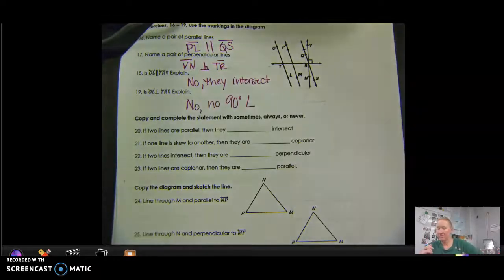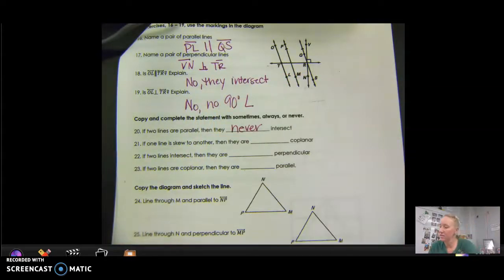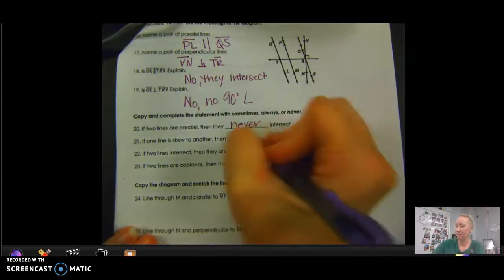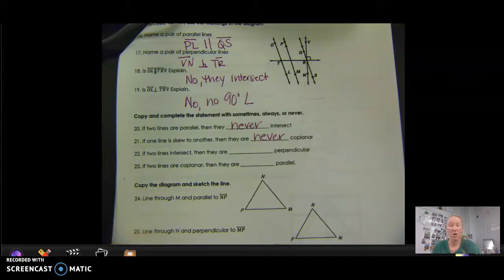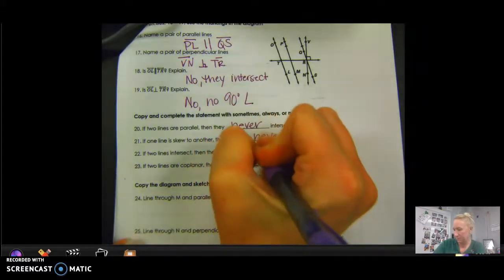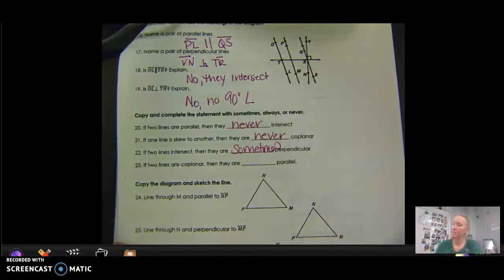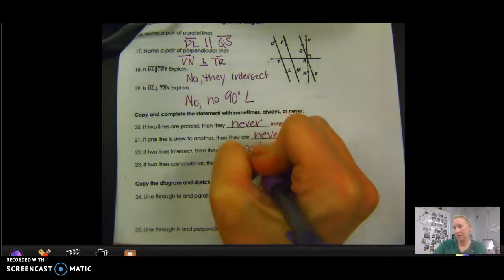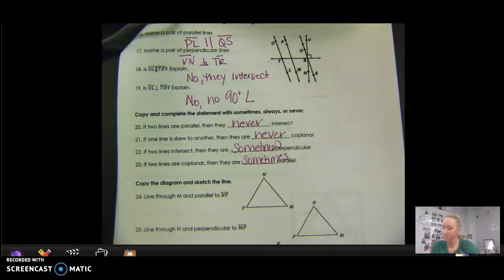Always, sometimes, or never. If two lines are parallel, then they never intersect. If one line is skewed to another, then they are never coplanar. Remember, skew lines are never on the same plane. They are never coplanar. If two lines intersect, they are not always perpendicular, but they could be, so it's sometimes. If two lines are coplanar, then they are sometimes parallel. So they can be on the same plane. They don't always have to be parallel, but they could be parallel.